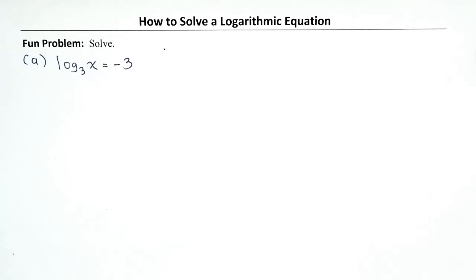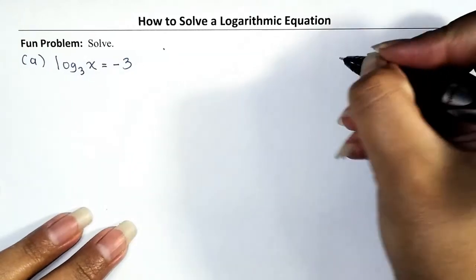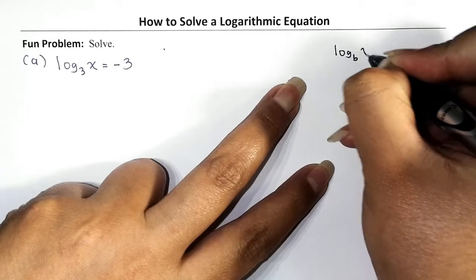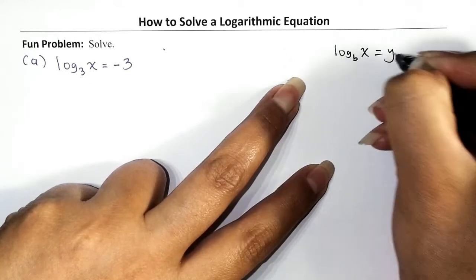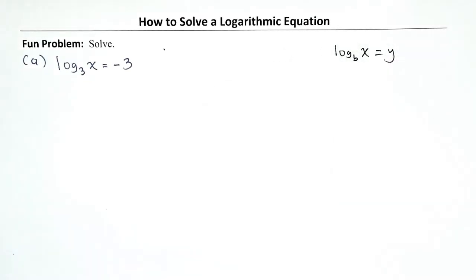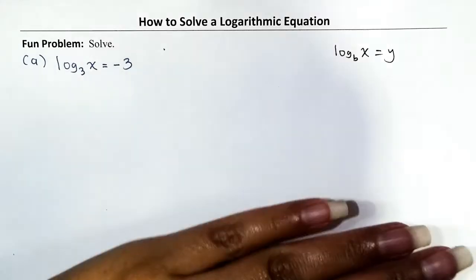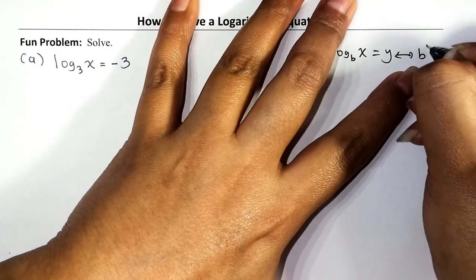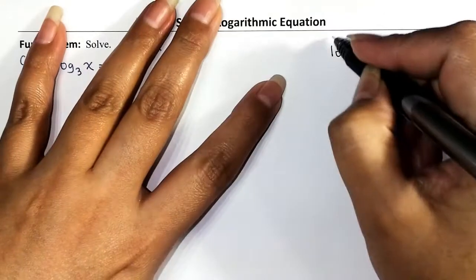From an earlier video, we had said this. So if we have log base b of x equals y. So a gentle reminder, a log is just an exponent, okay? So from back in the day, probably like yesterday, we had said log base b of x equals y means b to the y equals x.